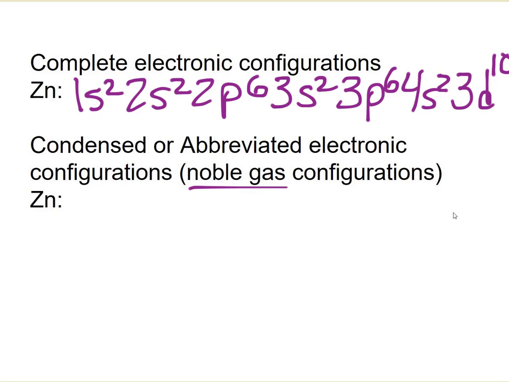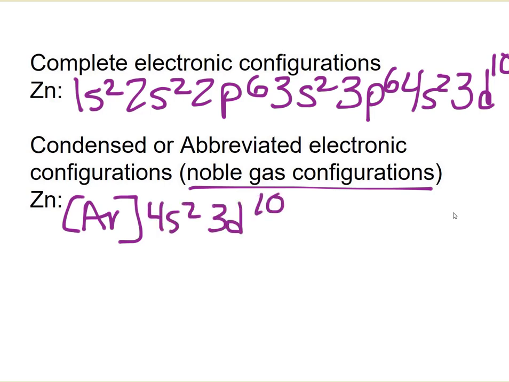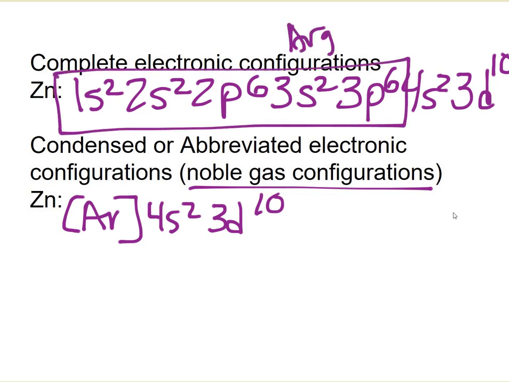Recall for the noble gas electron configuration, you're going to go back to the last noble gas, and the last noble gas for zinc would be argon. So zinc has everything argon has, plus 4s2, 3d10. So this right here is argon. These are the core electrons, the ones that are closest to the nucleus, and these right here are the outer electrons or our valence electrons.